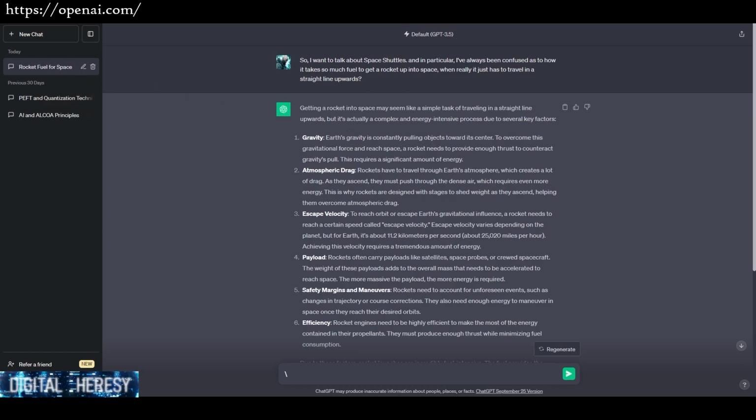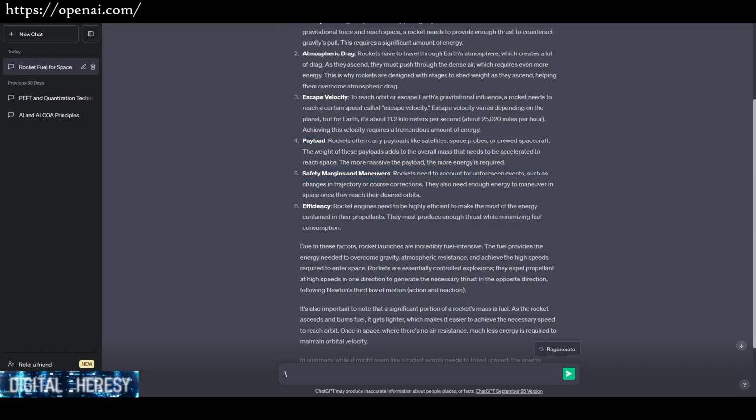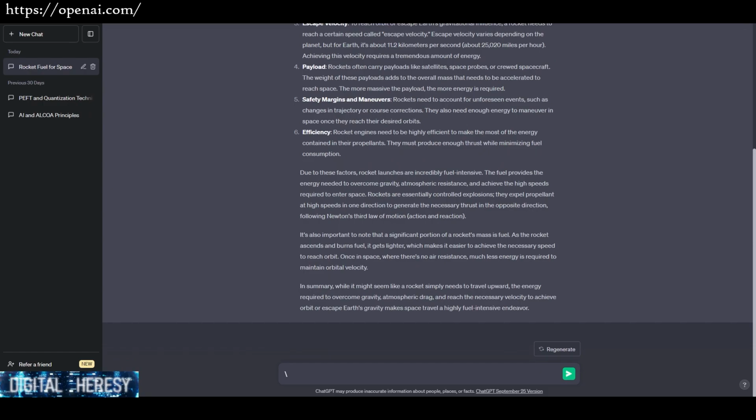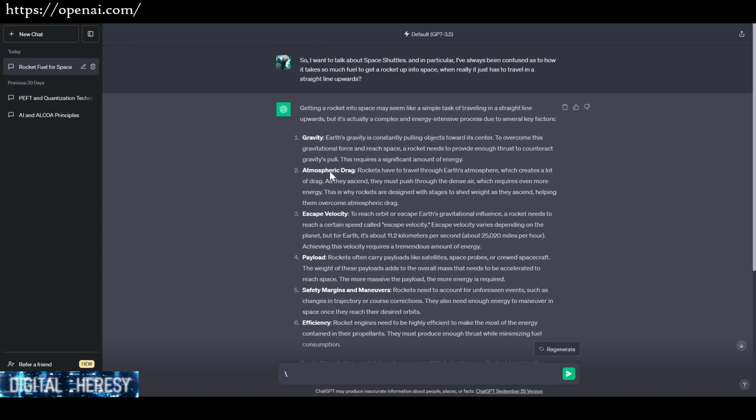So let's say I'm looking through this and I say, okay, getting a rocket into space may seem like a simple task, traveling in a straight line upwards, but it's actually a complex and energy-intensive process due to several key factors. And now it starts listing out things. Some of these you're going to be able to guess: gravity, atmospheric drag. That sounds really complicated. I don't know that I know that phrase. Escape velocity also sounds complicated. Payload, that one makes sense, right? If I'm carrying a lot of stuff, it's obviously going to take more energy to escape. And safety margins of maneuvers, blah, blah, blah. So we're getting a very verbose answer here, and it's talking about Newton and all this other junk. And this is where sometimes people that sit down with these things get confused and their eyes glaze over because there's so much going on here, right?